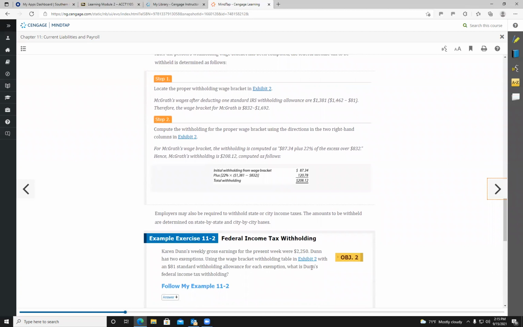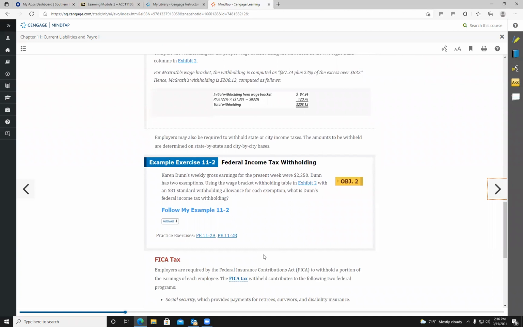Now, employers may also be required to withhold state or city income taxes. The amounts to be withheld there are determined by state and by city. I do know in the state of Georgia, the state does withhold state income taxes as well. But then city would be based on where you lived in the state. So not all counties and not all cities also have income tax.